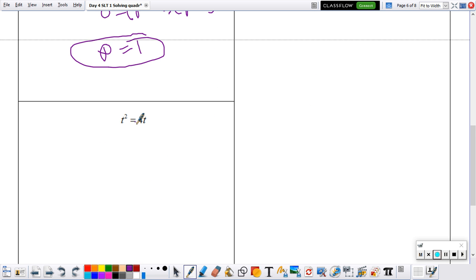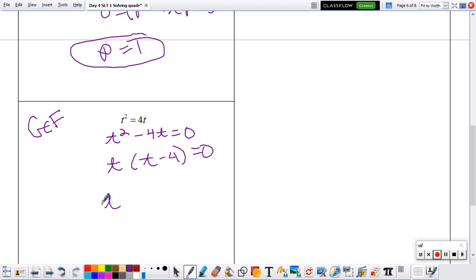T squared equals 4t. I'm not gonna divide by t, even though both sides have a t, because that would lose a solution and I would go to math jail. I'm gonna subtract 4t from both sides. Now, after I subtract 4t from both sides, I see that this is a greatest common factor situation. I'm going to take out a t, and my two solutions are t equals 0 and t equals 4.